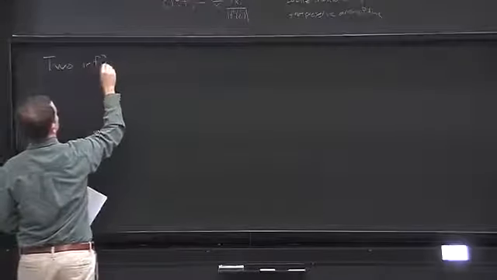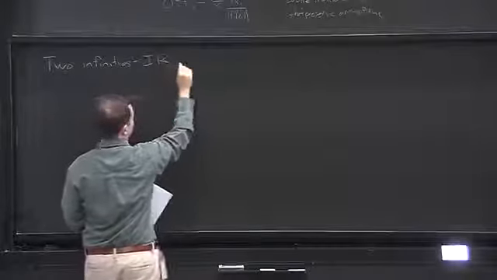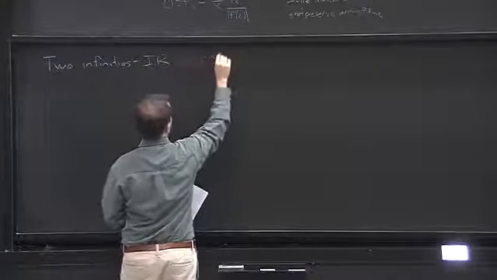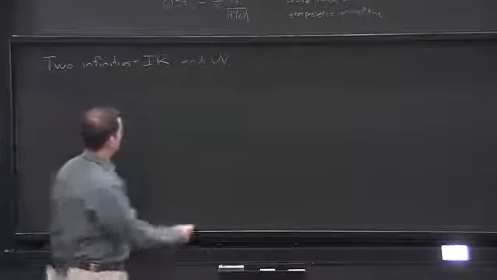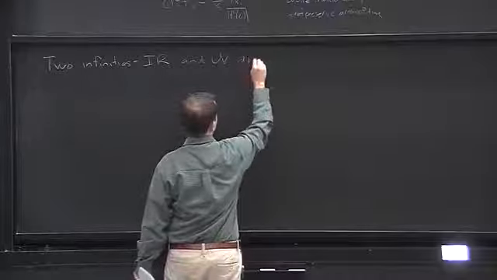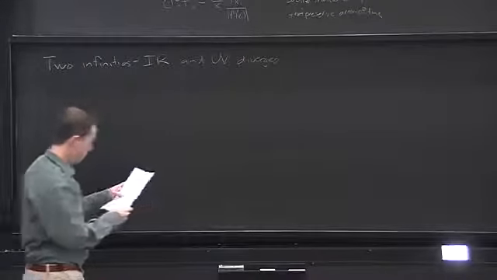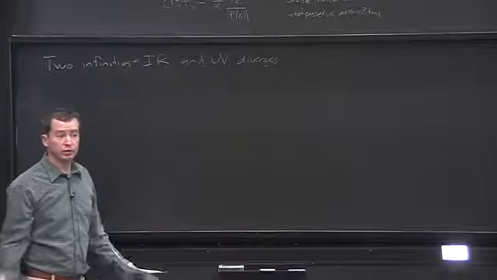This is really two infinities. An IR, or infrared, or low energy, and a UV, ultraviolet, or high energy, divergences. So one of the divergences is related to the delta of 0.